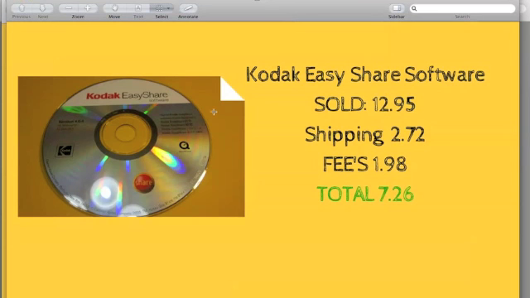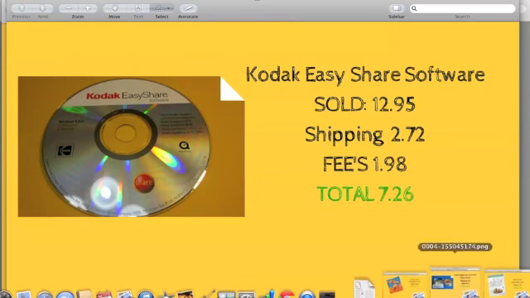But like I said, there's always going to be someone out there that might have bought this. They love how the program worked. They love the software, so they're looking for it. I got this for about 10 cents. It did not come in the original package. It was just a CD. I have a lot of cases, so I put it in one. I sold it for $12.95. A customer paid $2.72 for shipping. Fees were $1.98. I made $7.22 profit. Not bad for something I bought for 10 cents.